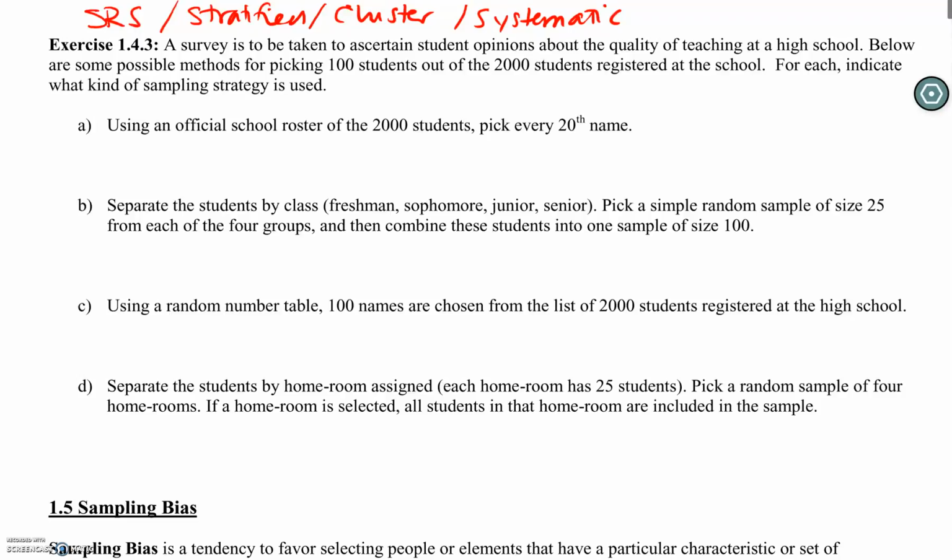All right, so hopefully you did this. You paused. So if we pick every 20th name, again, this is actually going to be perfect because 2,000 divided by that 20 would give me 100 people, which is what we're looking for here. But that 20th tells us immediately this is the systematic. This is our system, right? That regular interval is our system for our random sample.